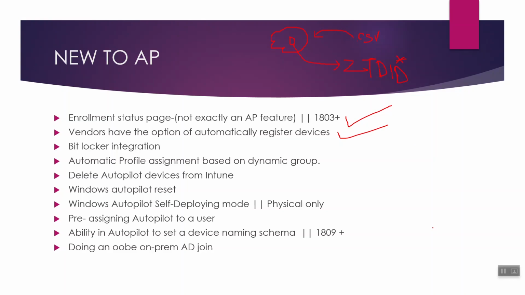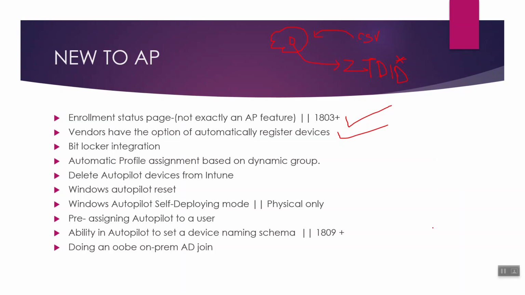Meaning that once that dynamic group has been made, all the admin now has to do, whenever he purchases a new device, is upload the CSV or upload the serial number of the device. Once that device is uploaded to the portal, the device gets automatically added onto the dynamic group, and this dynamic group can be used in the assignment of the autopilot profile. So it's just one time setup.